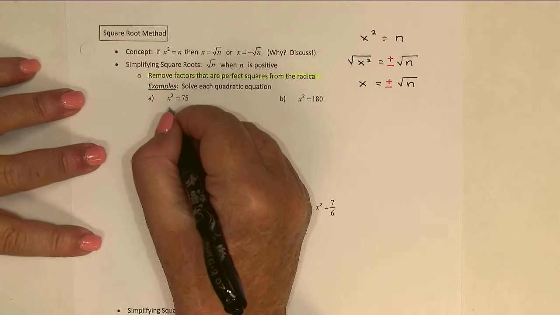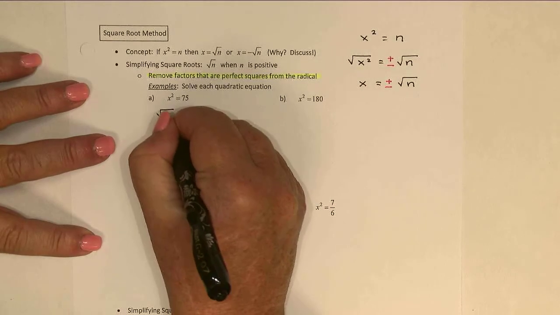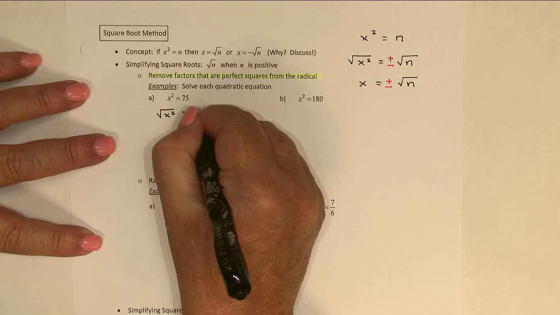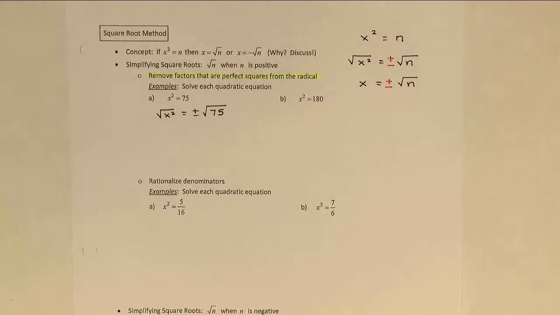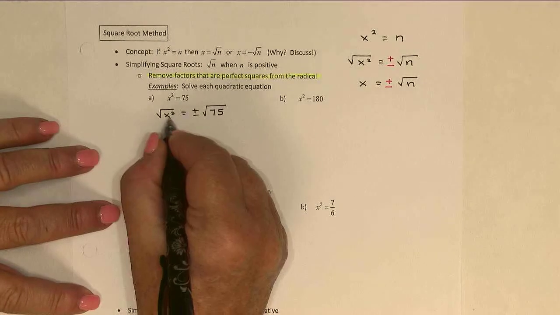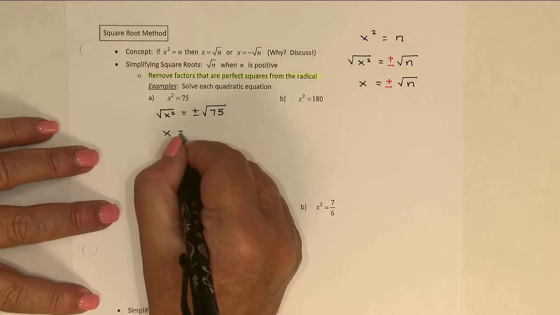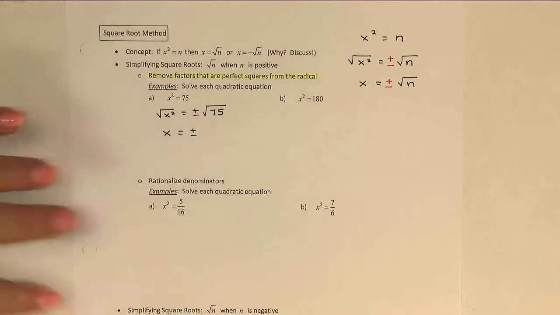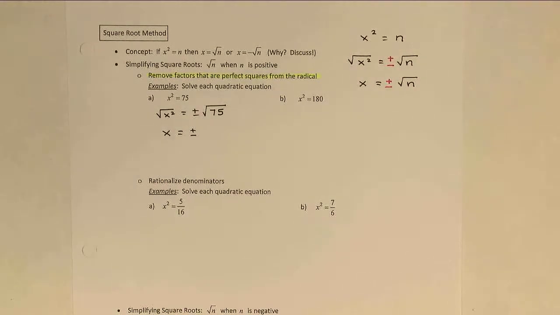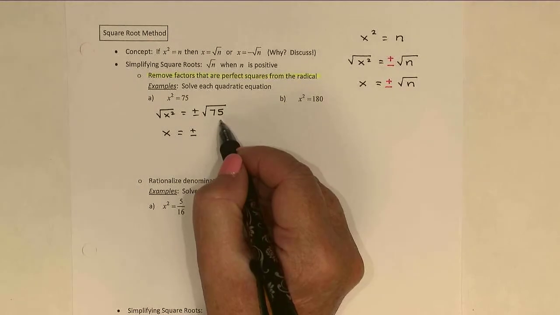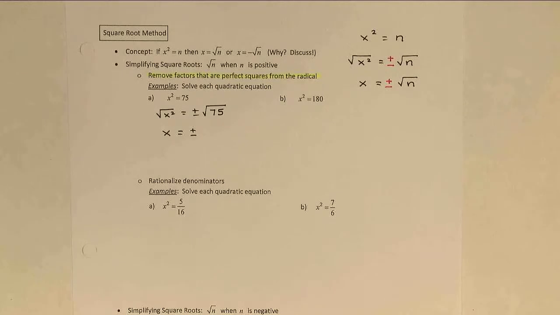In Part A, I would want to start, just like we said, by taking the square root on both sides, making sure to include both the positive and negative square roots. On the left, the square root of x squared is just x. Now on the right, the square root of 75 doesn't come out evenly, but I do know that there's a perfect square that goes evenly into 75, namely 25.